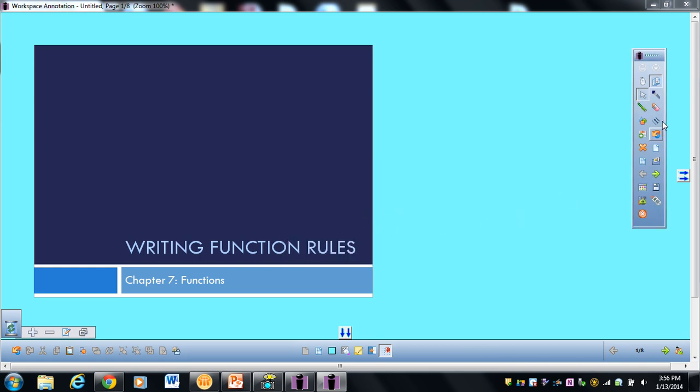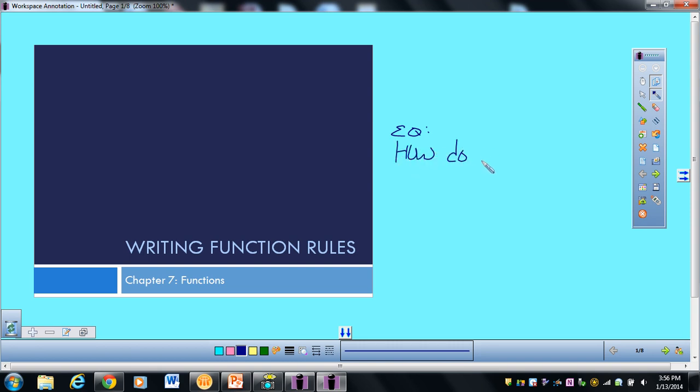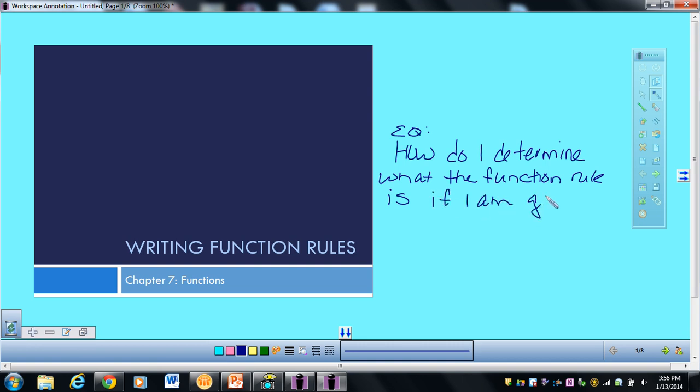Okay, today's topic is going to be writing function rules, and your EQ for this lesson is how do I determine what the function rule is if I am given an x value and a y value. Okay, so make sure that that is in your EQ box.